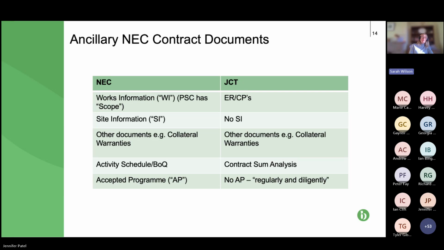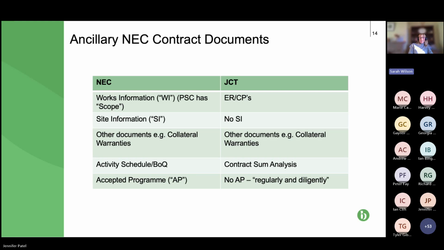And of course, now that contract administrators know the difference between NEC and JCT, they are going to challenge any JCT claim for extension of time and say, well, where is the programme? We can't give an extension of time without a programme. So the party claiming, contractor or subcontractor, is immediately on the back foot.